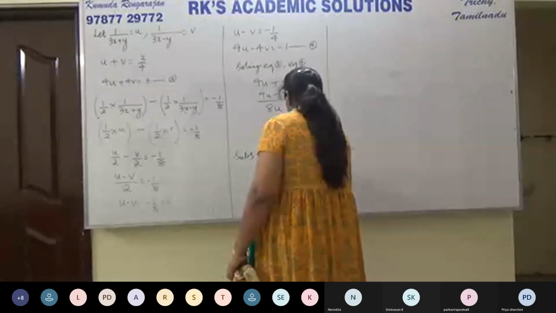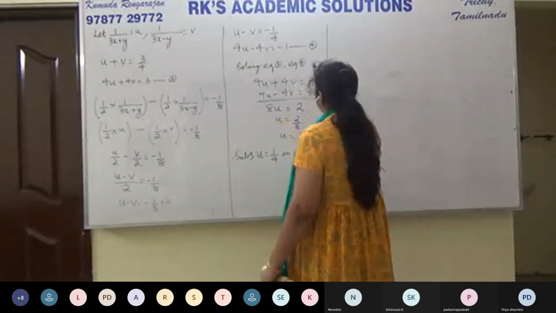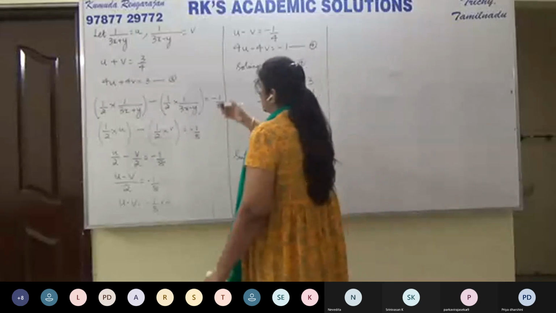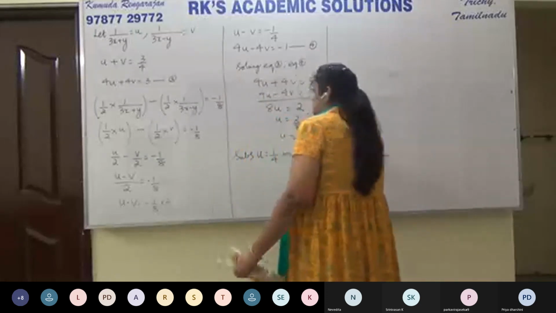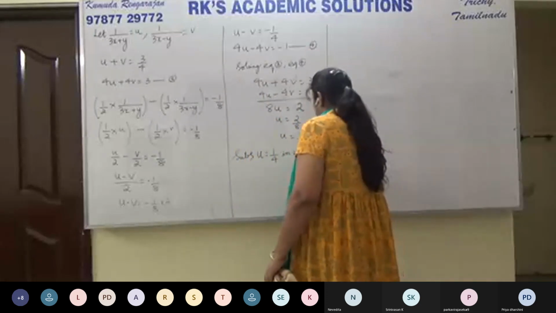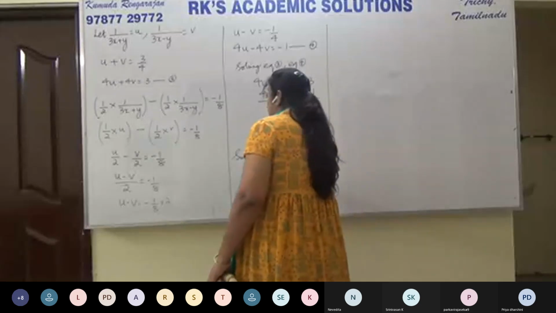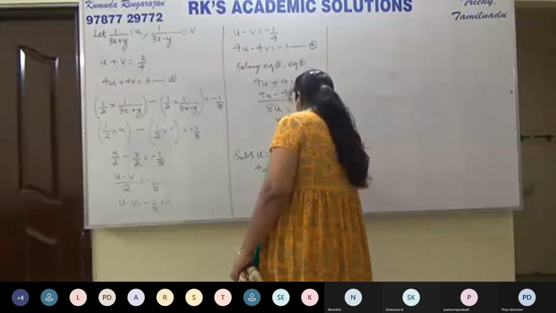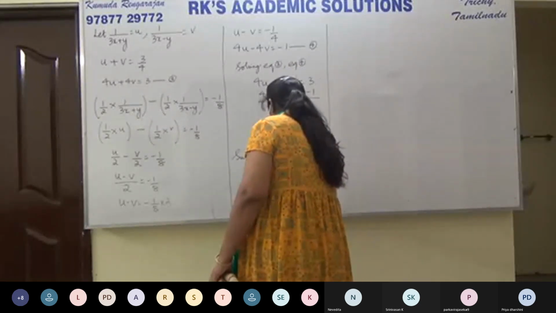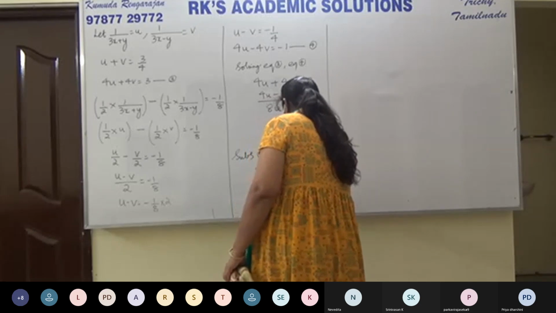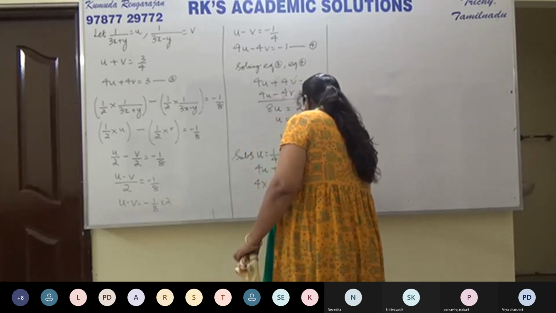Substitute u is equal to 1 by 4 in any equation, 3 or 4, whichever you want. If you say in 3, what is the third one? 4u plus 4v is equal to 3. So 4 into u, which is 1 by 4, plus 4v is equal to 3.